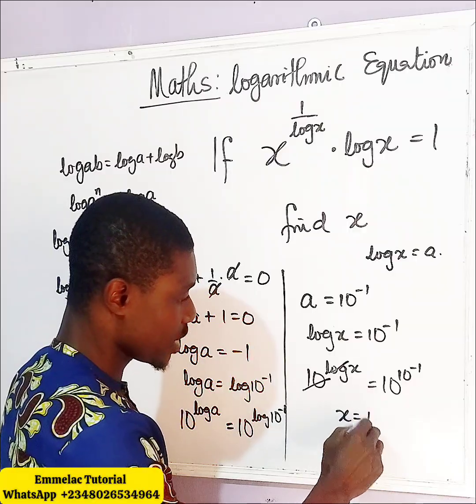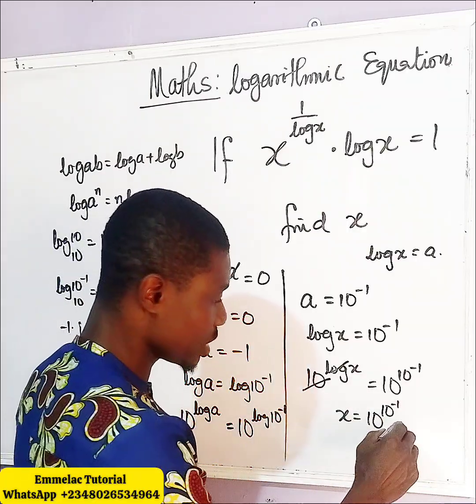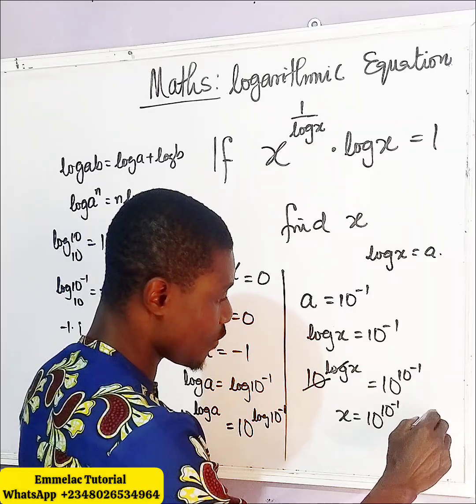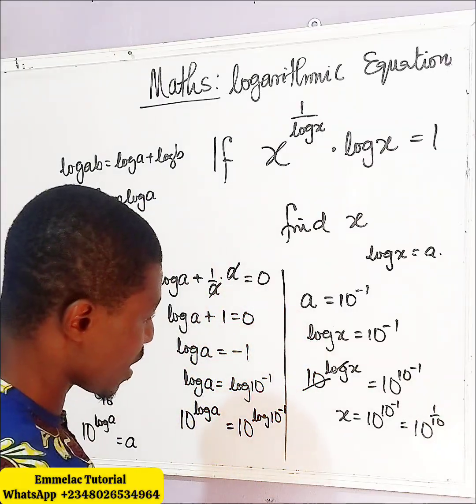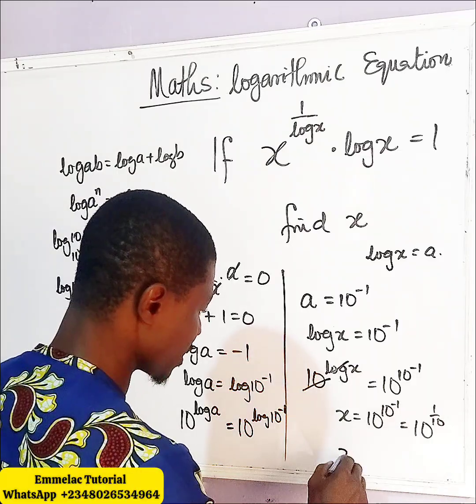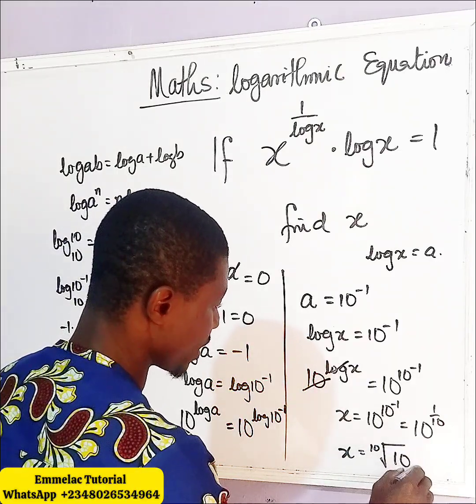x equals 10 raised to the power of minus 1, which is the same thing as saying 10 raised to the power of 1 over 10. And take note, this also can be written as x equals the 10th root of 10.